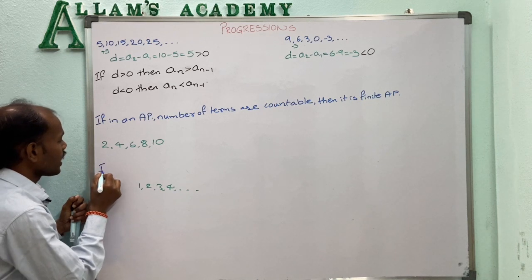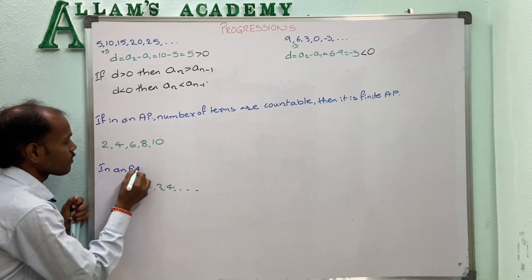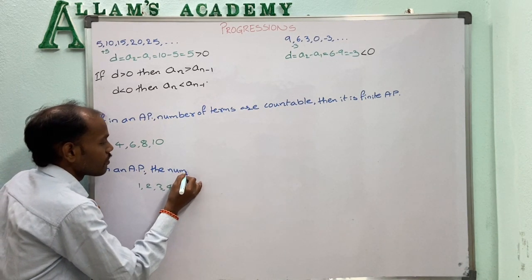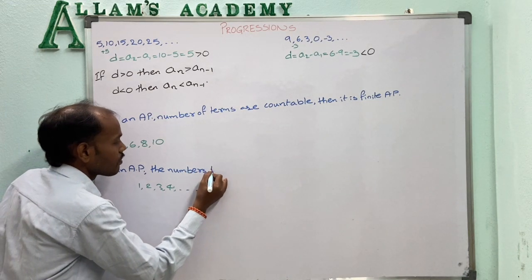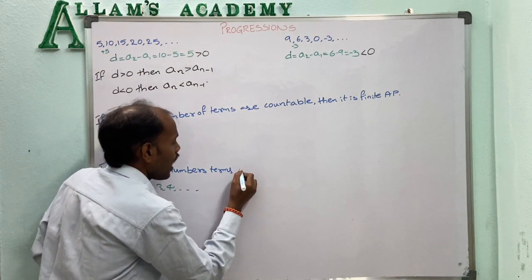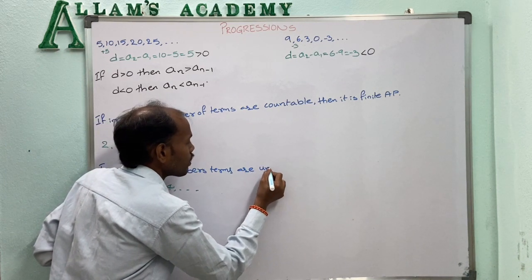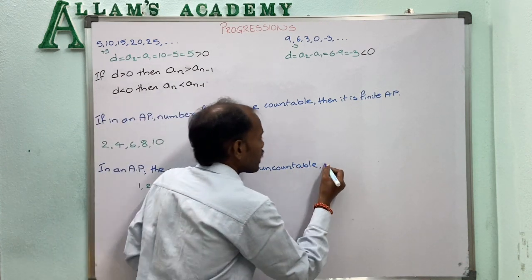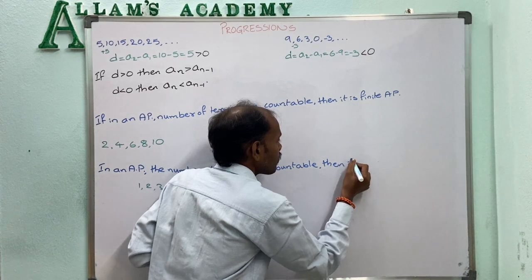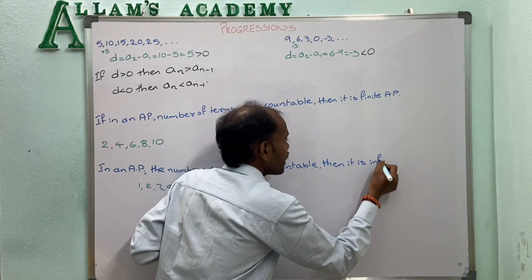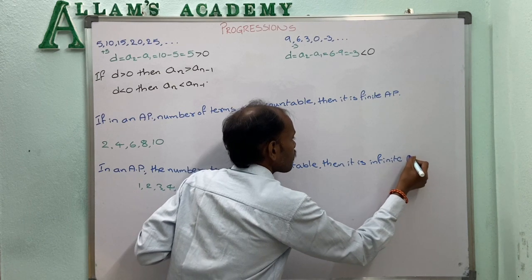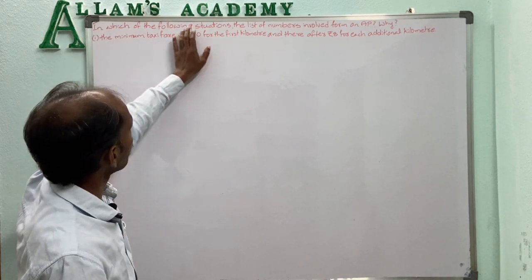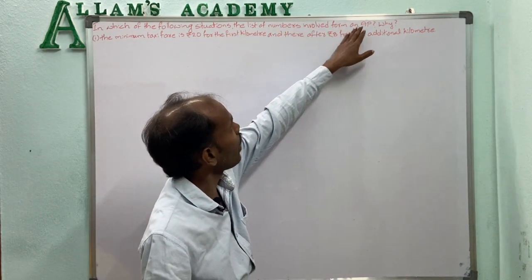So in an AP, if the number of terms are uncountable, then it is an infinite AP. So here given the problem, in which of the following situations do the list of numbers involved form an AP?